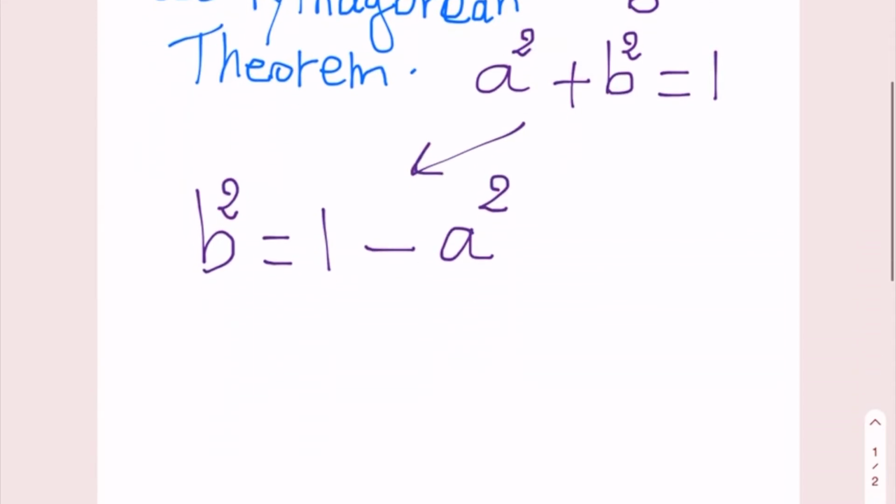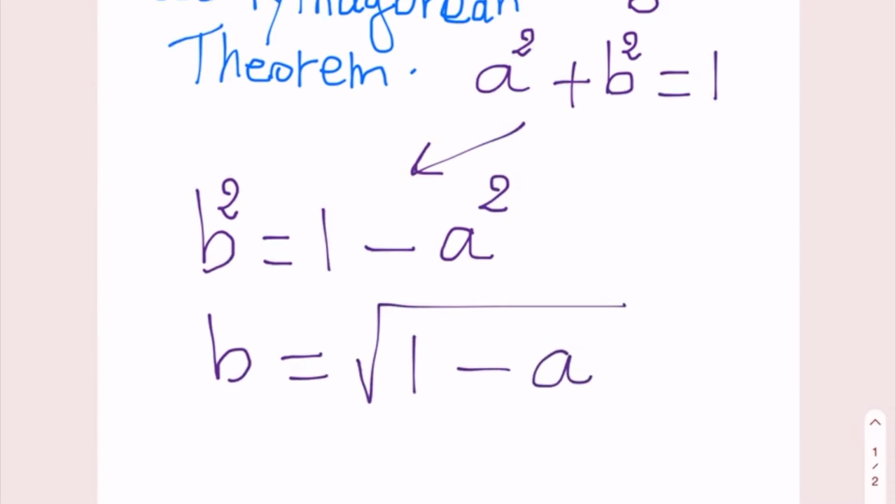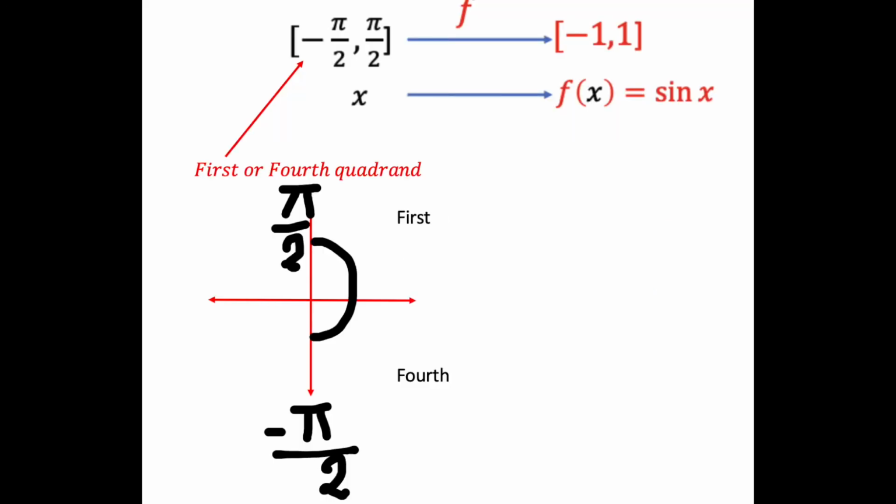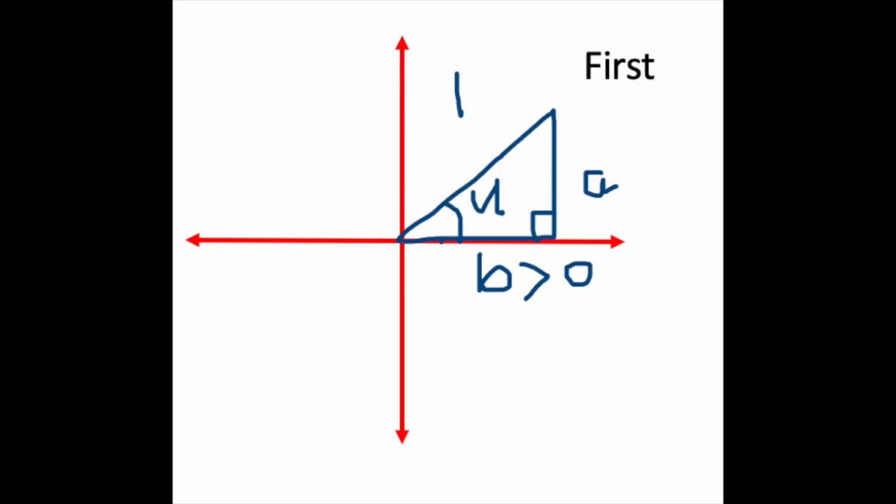Now we solve for b by square rooting each side. We get b equals square root of 1 minus a squared. By definition, the domain of sine x is negative pi over 2 to pi over 2. This is a condition for the existence of the inverse function. This interval is the first and the fourth quadrant.